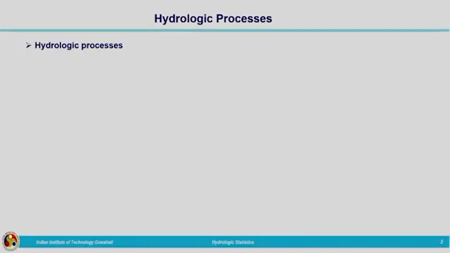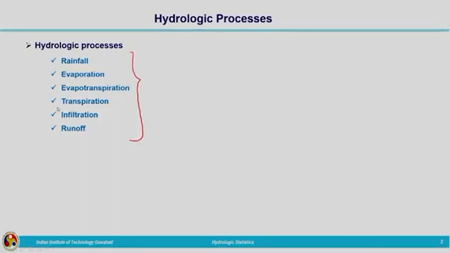I will not be covering probability and statistics in depth; only the minimal portion which is required for engineering hydrology will be included in this module. We will start with the hydrologic processes which we have already covered. Different hydrologic processes are rainfall, evaporation, evapotranspiration, transpiration, infiltration and runoff.